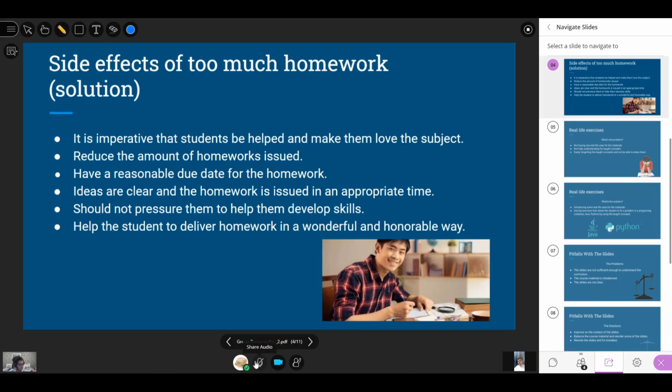So the homework should be reduced and issued with sufficient time for the student to be able to solve the homework comfortably. If you want to see student skills, you should not rush them. It is better to have homework with appropriate time, while providing suitable time to develop their skills.